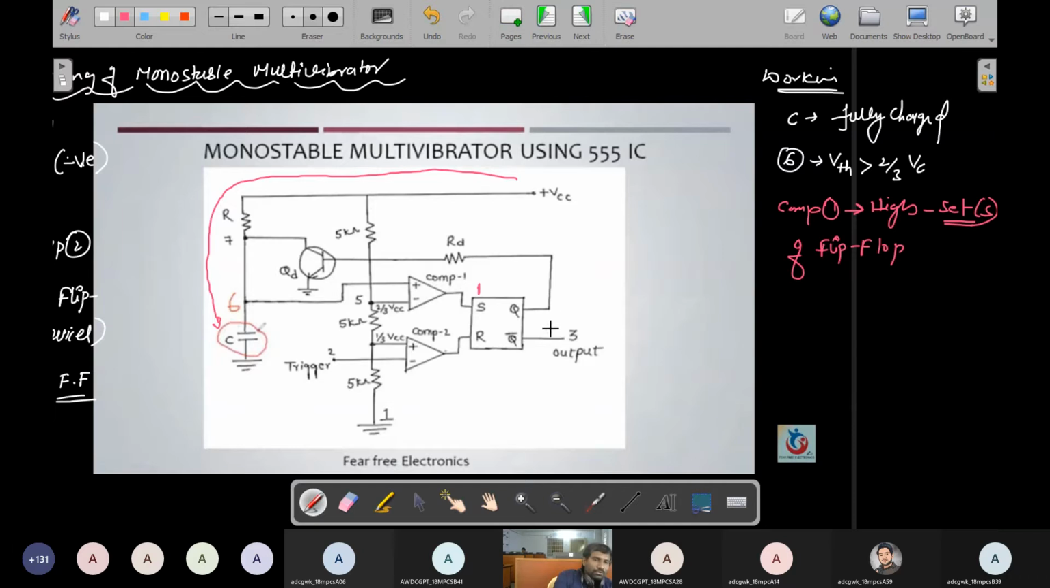Don't go to the second one yet, simply come to comparator 2. Here the positive terminal of the comparator is 1/3 VCC, which is fixed, understand. 1/3 VCC is completely fixed, given to the positive terminal of comparator 2. Now the negative terminal is connected to the trigger pulse, the input voltage, because terminal 2 is connected to the negative terminal of the comparator.